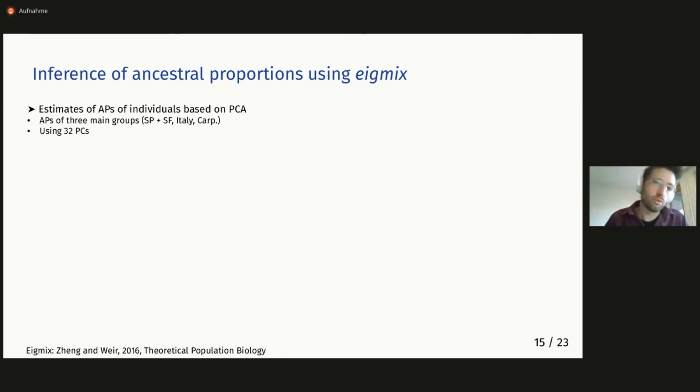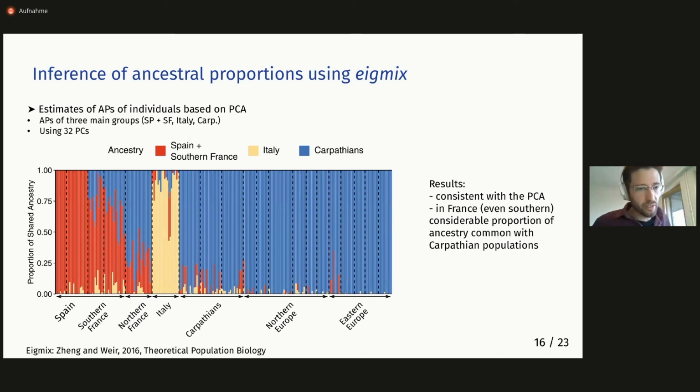Spain, that we have put with southern France, Italy, and the Carpathian populations in three sets. And we use the 32 first axes of the PCA. What we obtain from this is this plot, which shows on the y-axis the proportion of shared ancestry with each one of these three groups identified, and then on the x-axis samples.